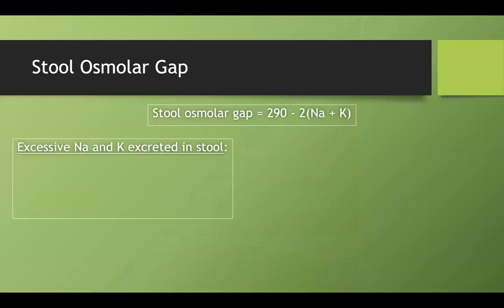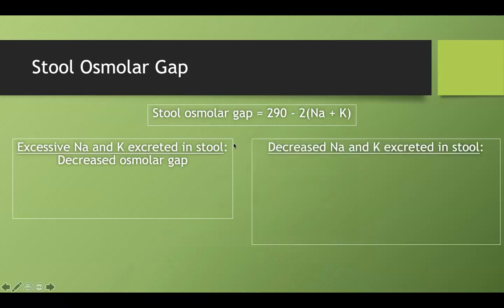And so let me show that here. If you have excessive sodium and potassium excreted in your stool, we just mentioned that you'd have a decreased osmolar gap, because this number would be very large, and 290 minus a very large number is going to give you a small number. So when would you ever have excess sodium and potassium excreted in your stool? Well, actually, let me talk about this first. I will go over that. On the contrary, any decrease in sodium and potassium in your stool will give you a small number here. So 290 minus a small number, you'll still have pretty close to 290, right? So it'll be a large osmolar gap.